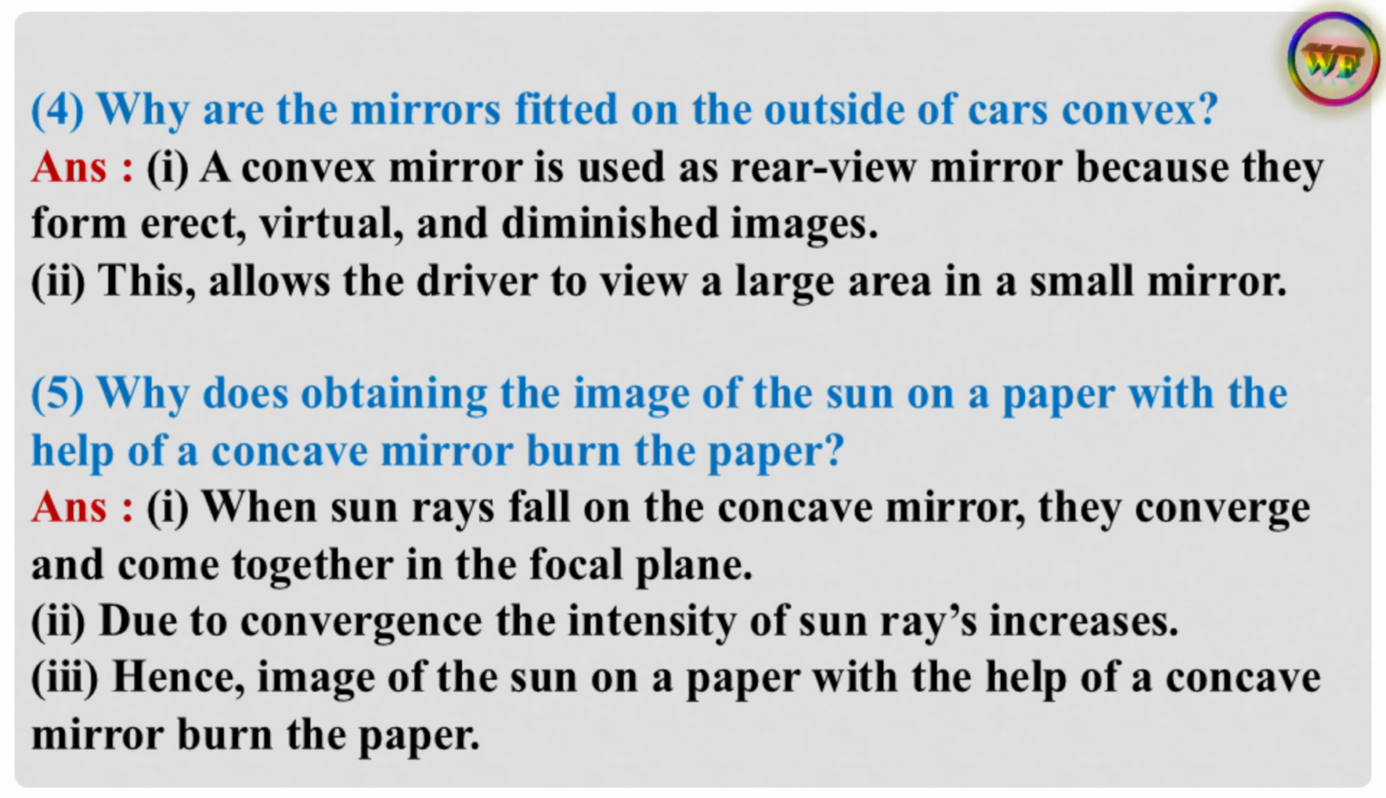Sub-question 5. Why does obtaining the image of the sun on a paper with the help of a concave mirror burn the paper? Answer. Point 1. When sun rays fall on the concave mirror, they converge and come together in the focal plane. Point 2. Due to convergence, the intensity of sun rays increases. Point 3. Hence, image of the sun on a paper with the help of a concave mirror burn the paper.